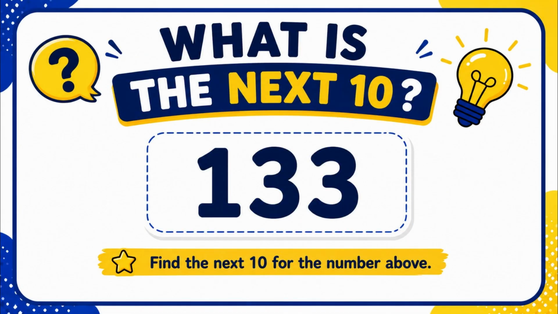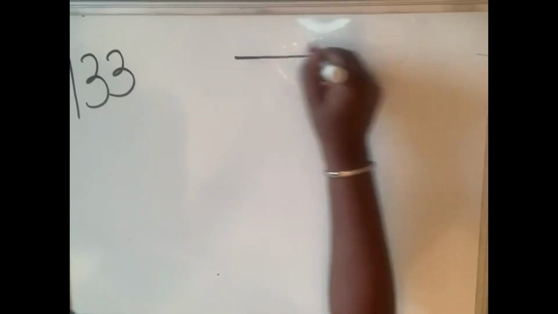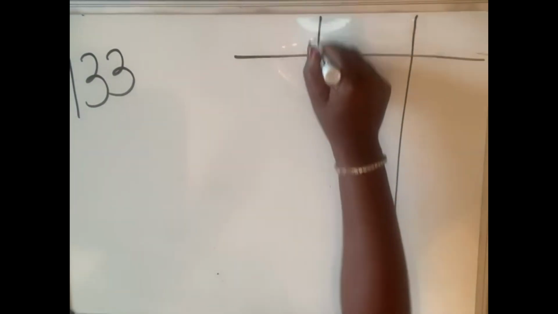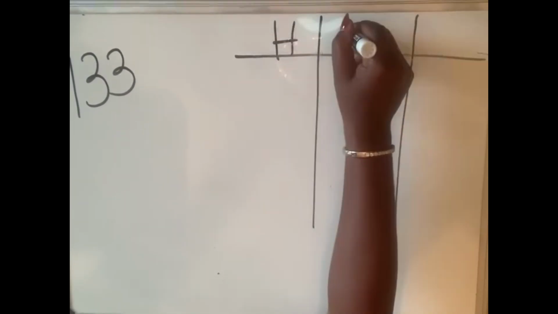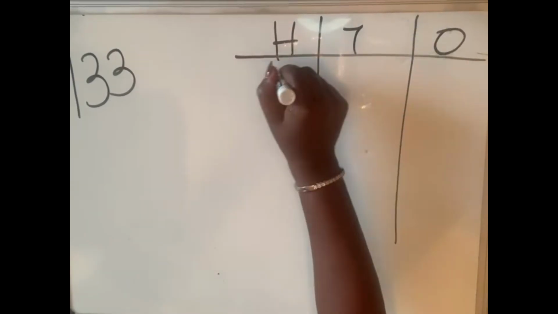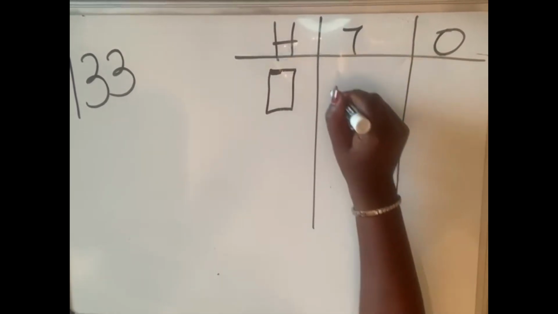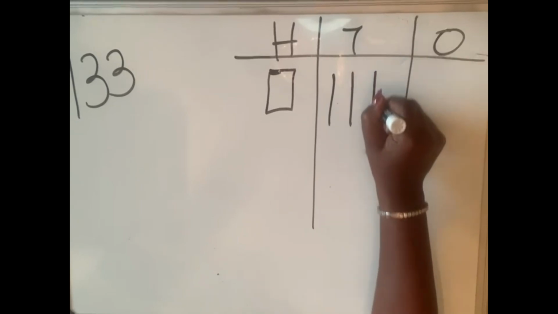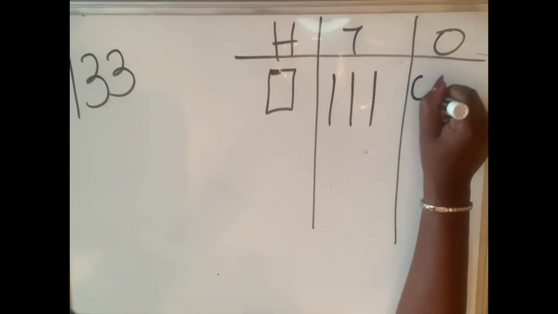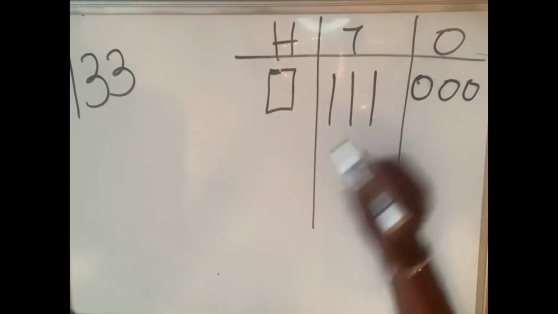Let's do one in the hundreds. Our number is 133. Here is my place value chart. I have the hundreds, the tens, and the ones. I have 100. I have 1 ten, 2 tens, 3 tens, and I have 3 ones, 1, 2, and 3.